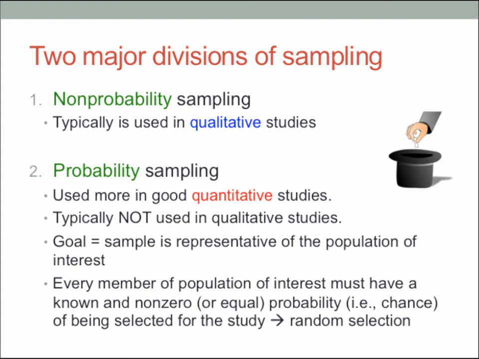And so in probability sampling, the goal is that our sample is representative of the population of interest, that they look relatively the same. At the same time, every single member of the population of interest must have a known and a non-zero or an equal probability or chance of being selected into your study. Hence, a random selection. So every single person in your population has an equal chance of being selected, and we know what that probability is in terms of a number.